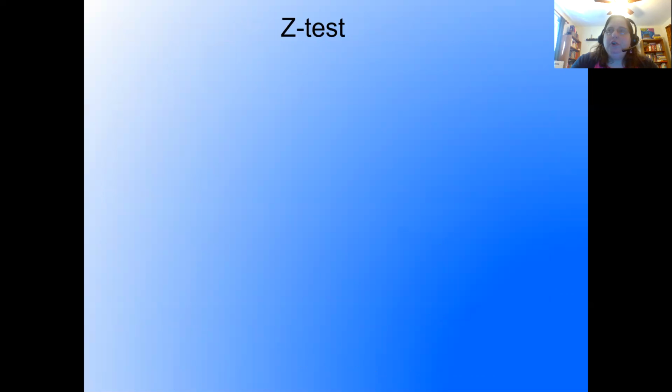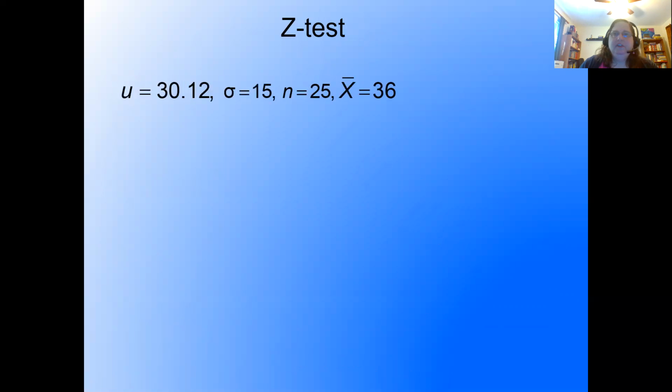Now, what we're going to do is we're going to turn to our first inferential test, which is the z-test. And this is basically the same as the confidence interval, except now we're going to ask the question, are you on the outside? Same setup, same numbers, right? I haven't changed a darn thing. Okay.